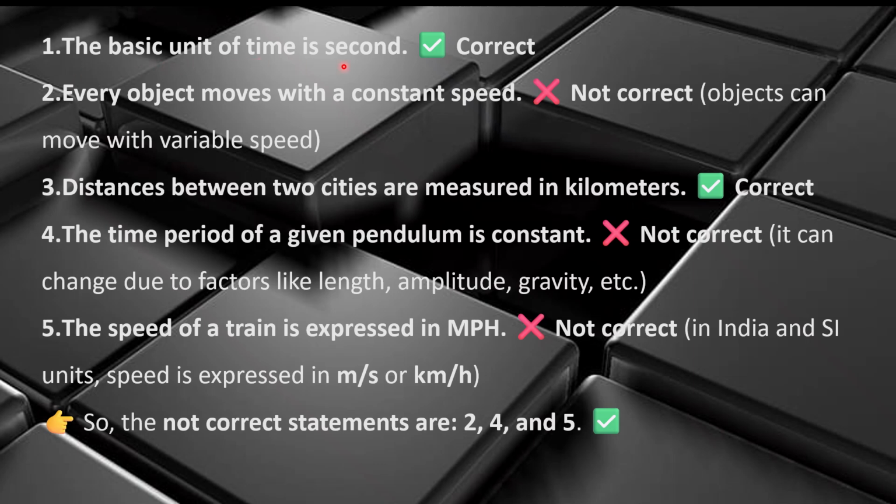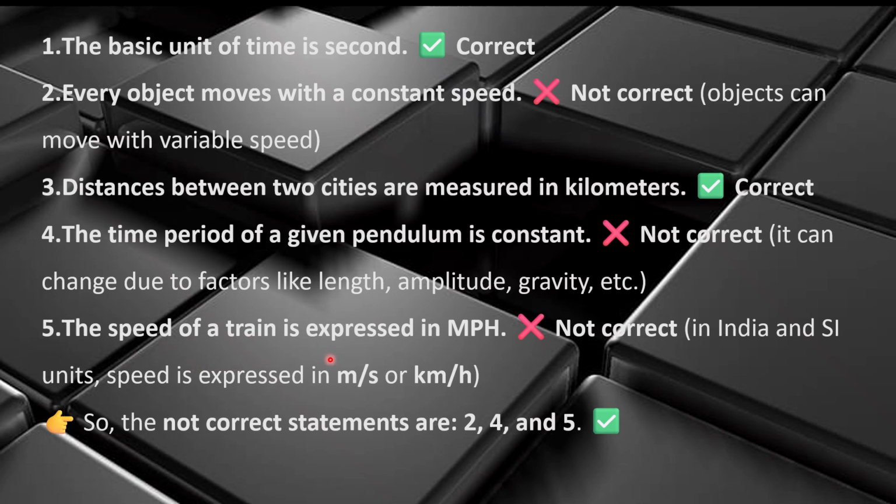First one, the basic unit of time is second. Correct. 2. Every object moves with a constant speed. Not correct. Objects can move with a variable speed. Third one, distance between the two cities are measured in kilometers. Correct. Fourth, the time period of a given pendulum is constant. Not correct. It can change due to factors like length, amplitude, gravity, etc.